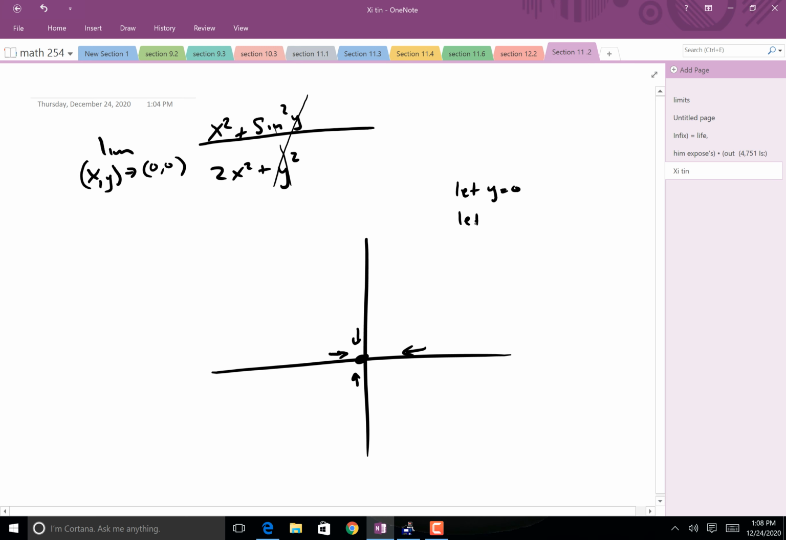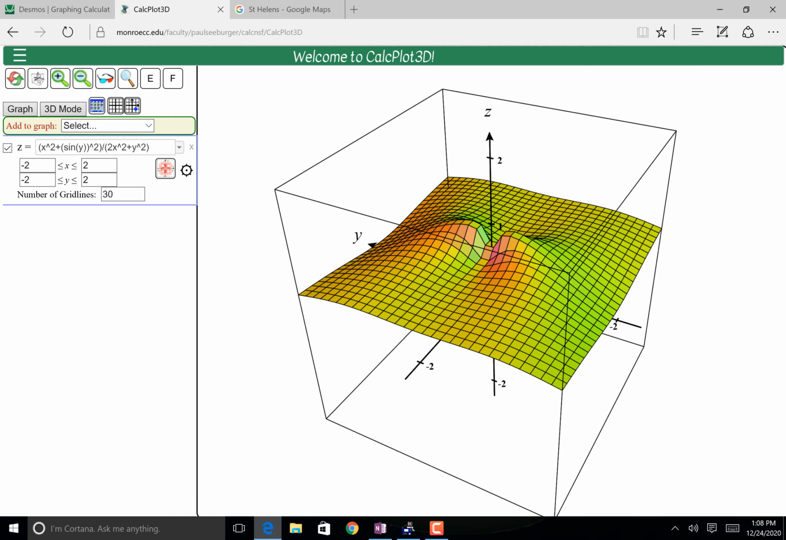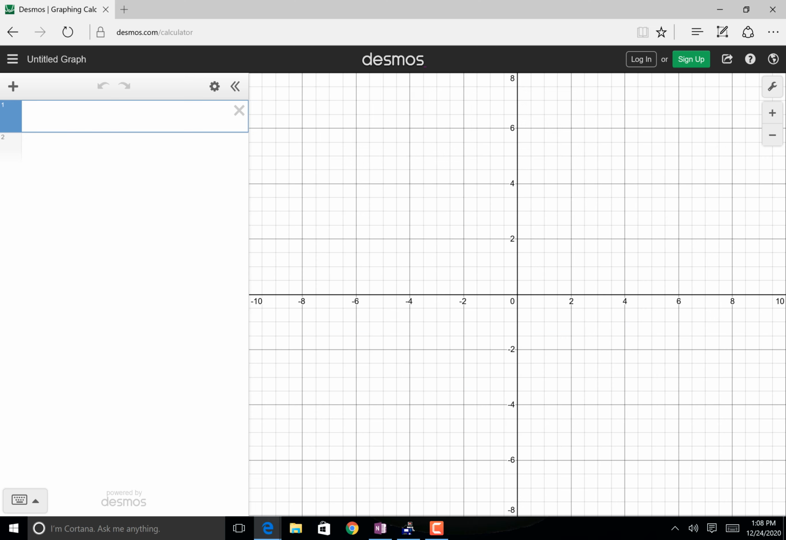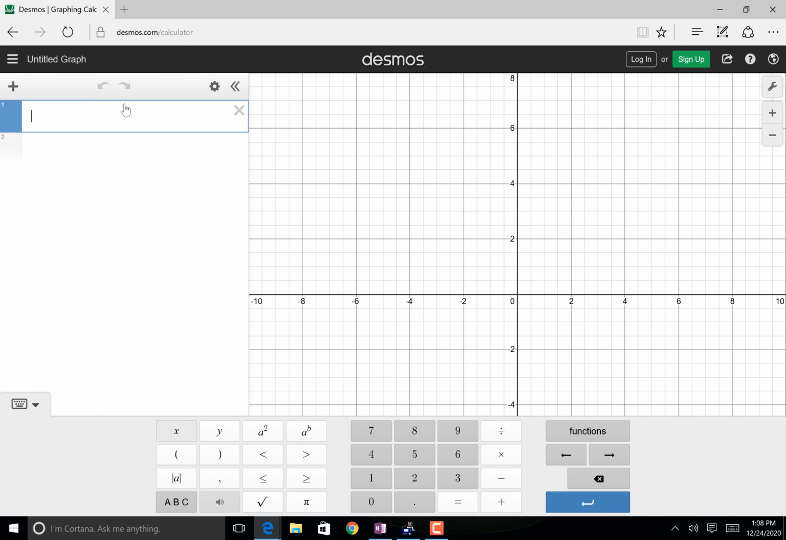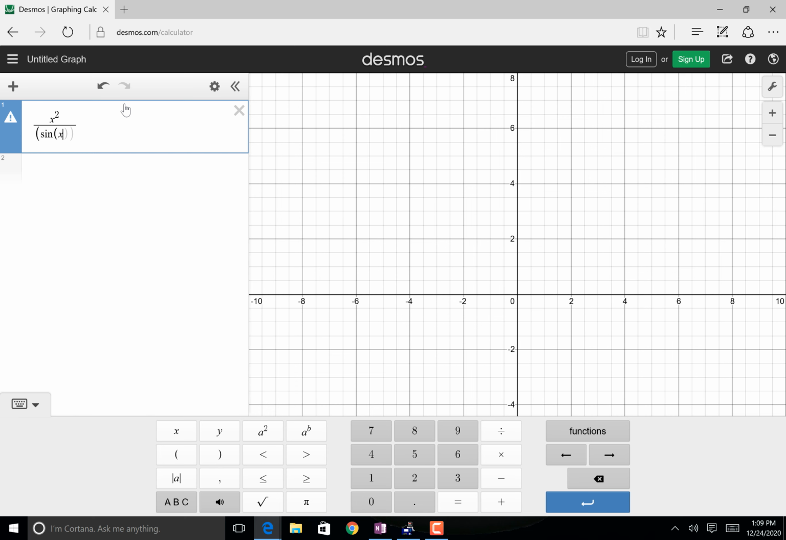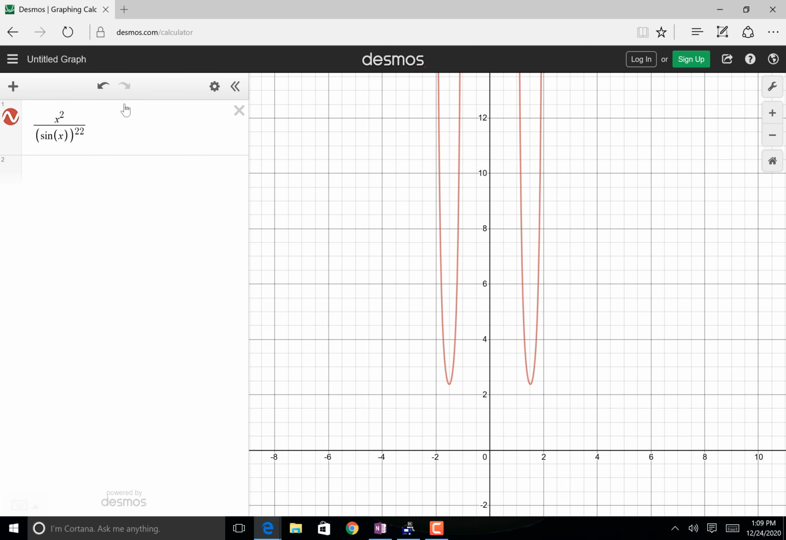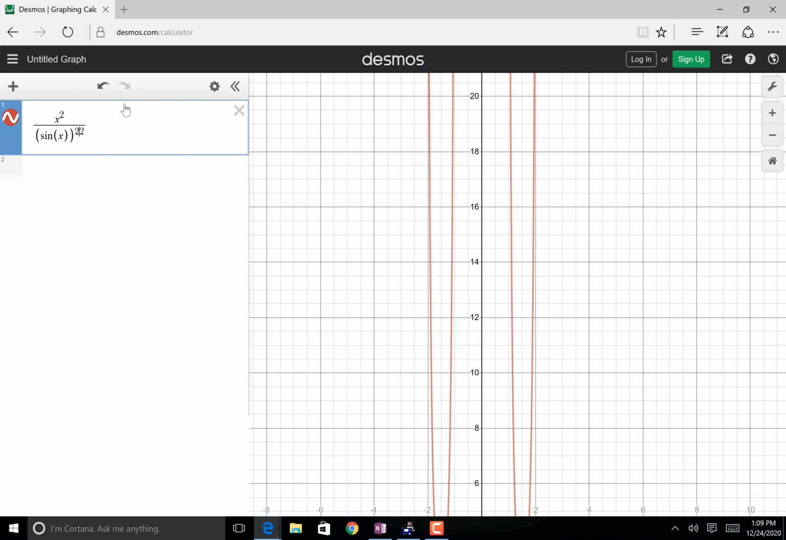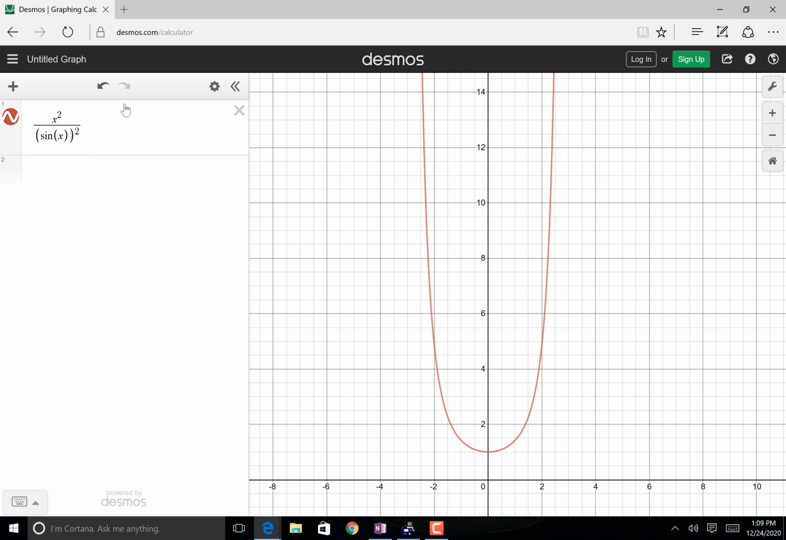And let's let x equal 0. Let's come down the y-axis. So sine squared of y over y squared. If a guy were to graph that, I think that's actually kind of a fun one. Let's graph this as x squared, divided by, sine x, squared. Uh-oh, that's a 2nd power. Maybe do it right.